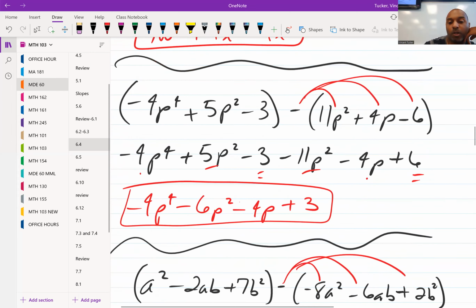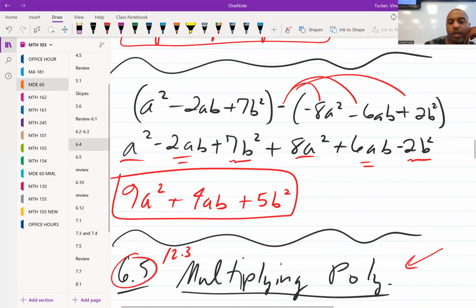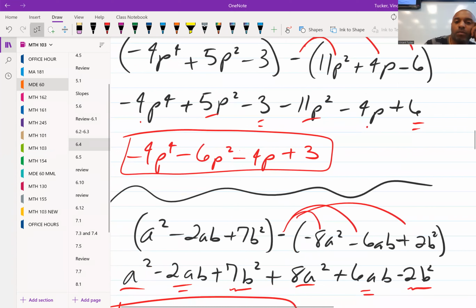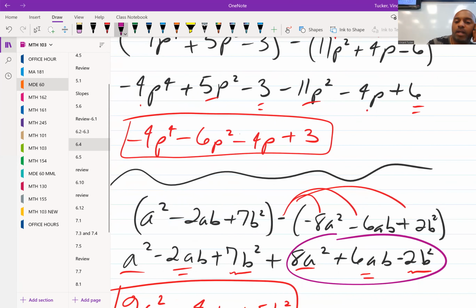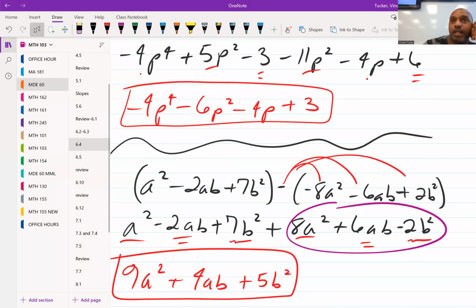Got one more. Make sure we're okay. We have a squared minus 2ab plus 7b squared, minus negative 8a squared minus 6ab plus 2b squared. Once again, that minus sign needs to be applied to each term that follows in that parentheses. So that'll turn into a positive 8a squared plus 6ab minus 2b squared.